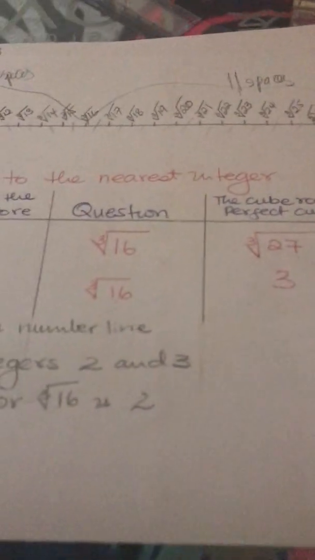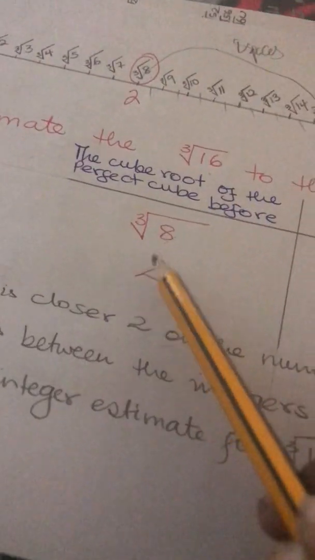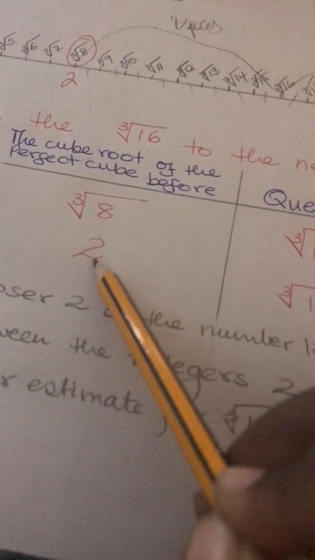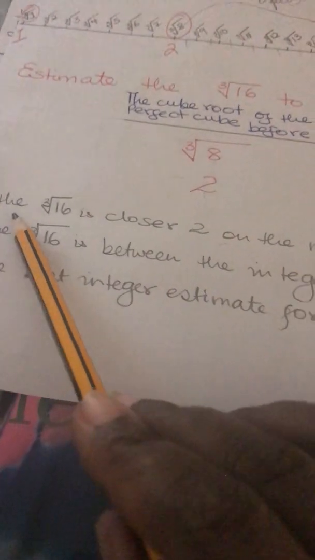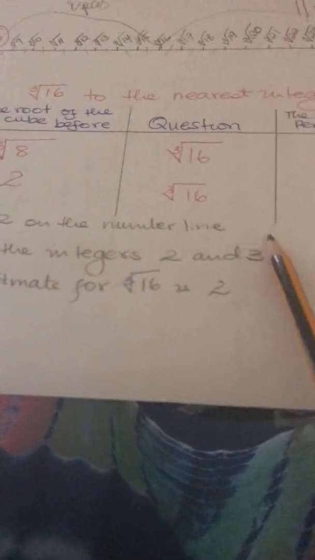So that is why I said the cube root of 16 is closer to the cube root of 8 than it is to the cube root of 27. So the cube root of 16 is 2. Okay? It is closer to 2 than it is closer to 3. So that's what I wrote. The cube root of 16 is closer to 2 on the number line. The cube root of 16 is between the integers 2 and 3. The best integer estimate for the cube root of 16 is 2. Okay?